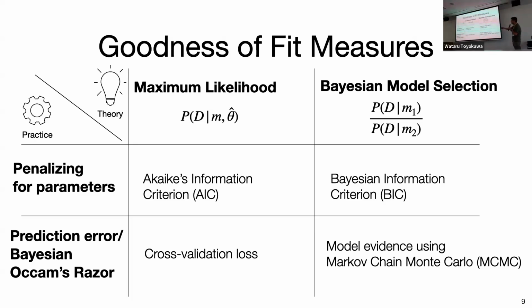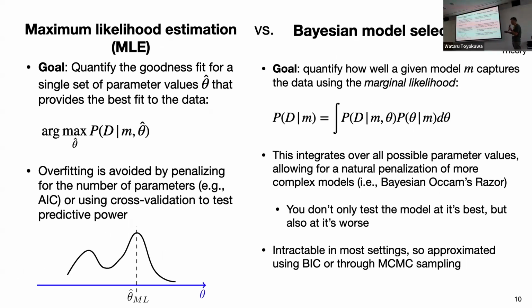So that's the theory, but in practice, I've also arranged these in two different columns, where we can have an approach that has an explicit penalization for parameters. And across both maximum likelihood and Bayesian interpretations, there are very similar approaches, based on AIC and BIC. And then there are other approaches that use prediction error, or a form of Bayesian Occam's razor. So we can do things like cross-validation, or we might do MCMC sampling, which Joe introduced this morning. So we'll walk through all of these, and I think we're going to start with the theory behind these two different frameworks, okay?